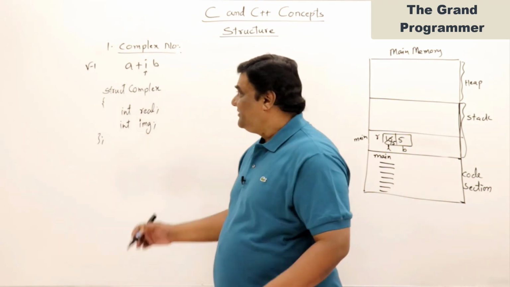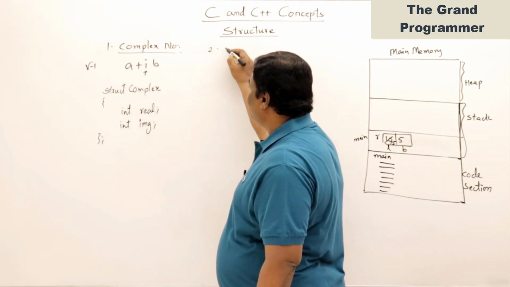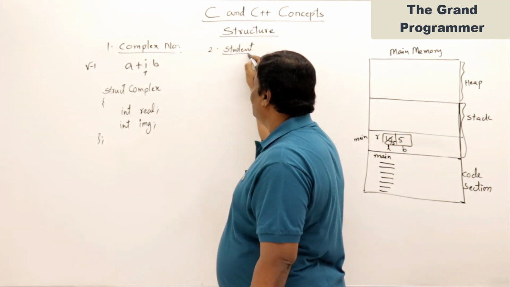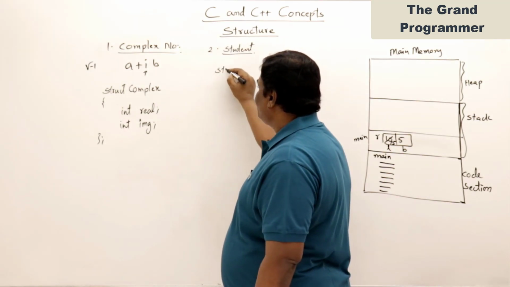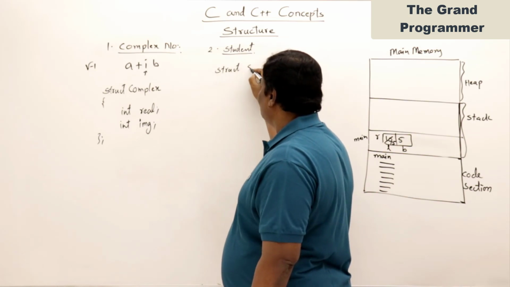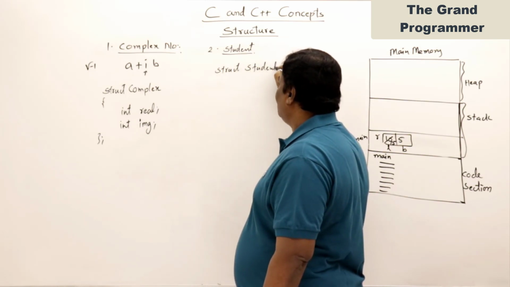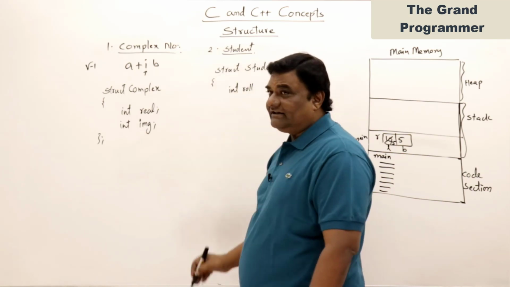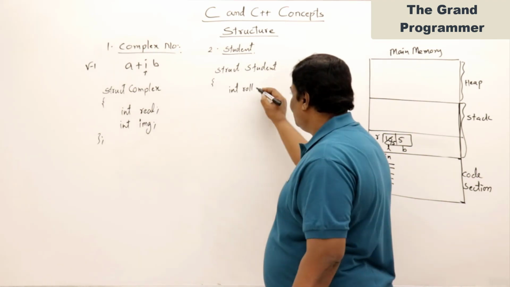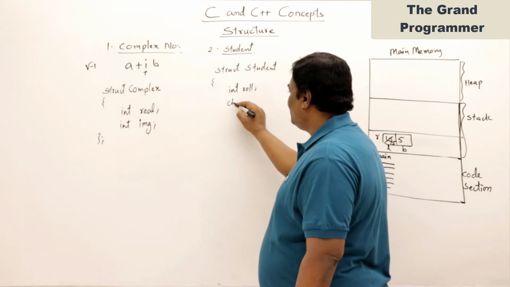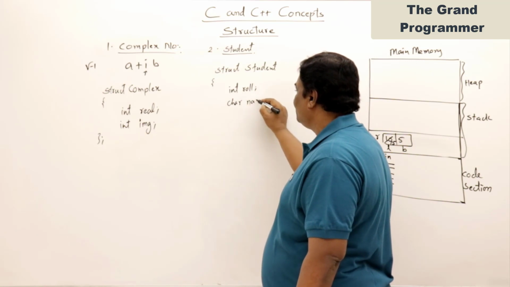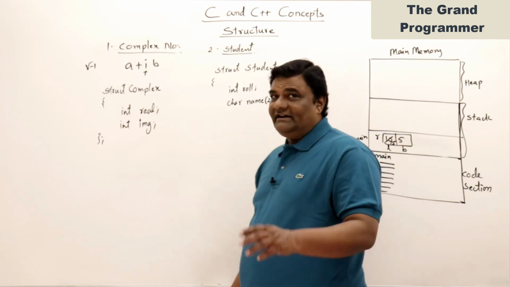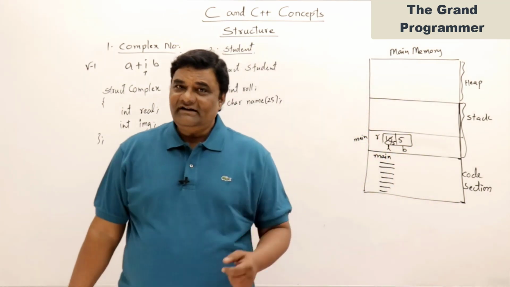Now, for the second example, I'll take a student. Suppose your program is dealing with students' information. For a student, we can define a structure, which may contain the details of a student. Let us say I want to store the roll number of a student, and suppose the roll number is integer type. Next, I want to store the name of a student. The name of a student is a string, so I will have an array of type character for the name. Let us reserve 25 spaces, so it can store a name up to 25 characters.